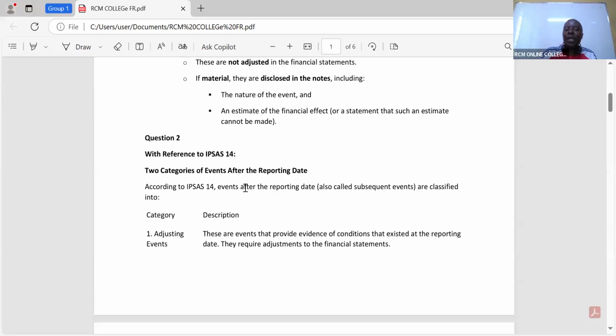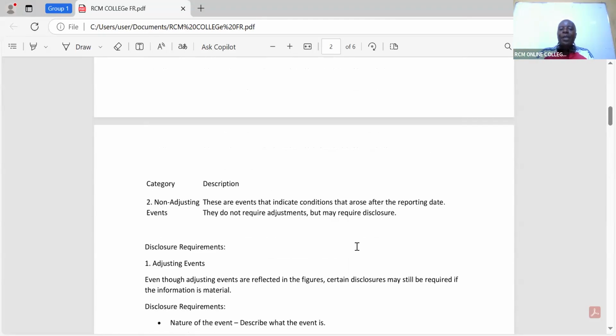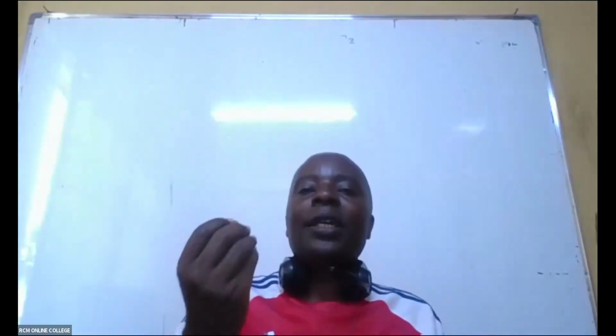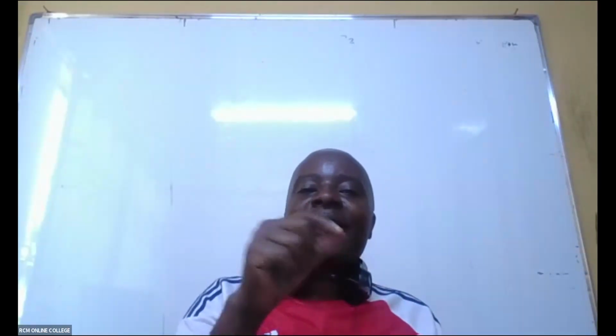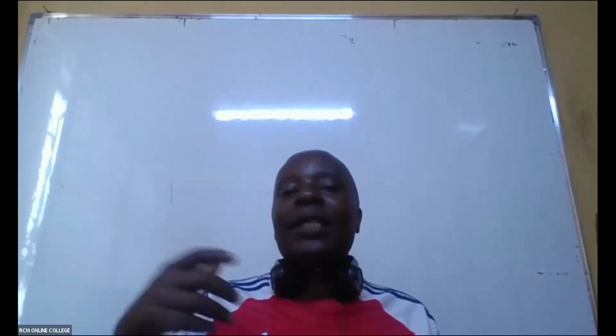According to IPSAS 14, events after reporting date, also called subsequent events, are classified into two. Adjusting events are events that provide evidence of conditions that existed at the reporting date. They require adjustments to the financial statements. Non-adjusting events are events that indicate conditions that arose after the reporting date. They do not require adjustments, but may require disclosure. I believe that one, ladies and gentlemen, is good enough. So you should not be intimidated when you see them quoting IPSAS 14. It is just the same thing.